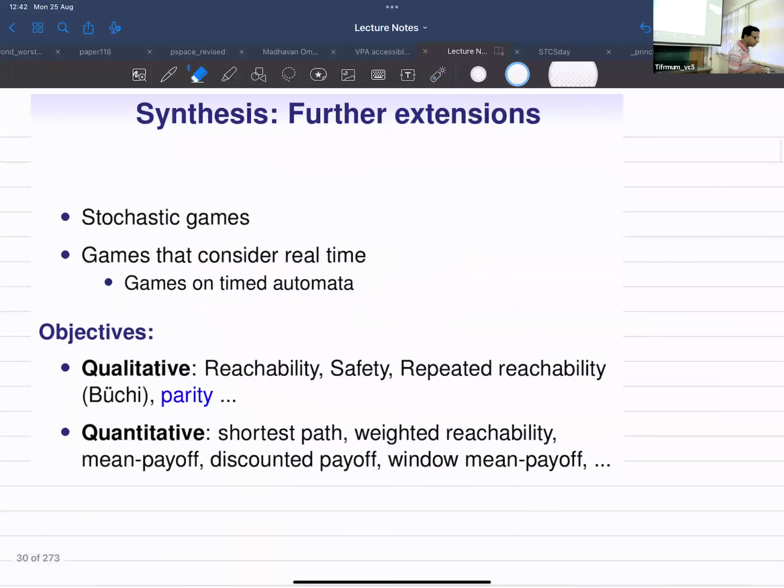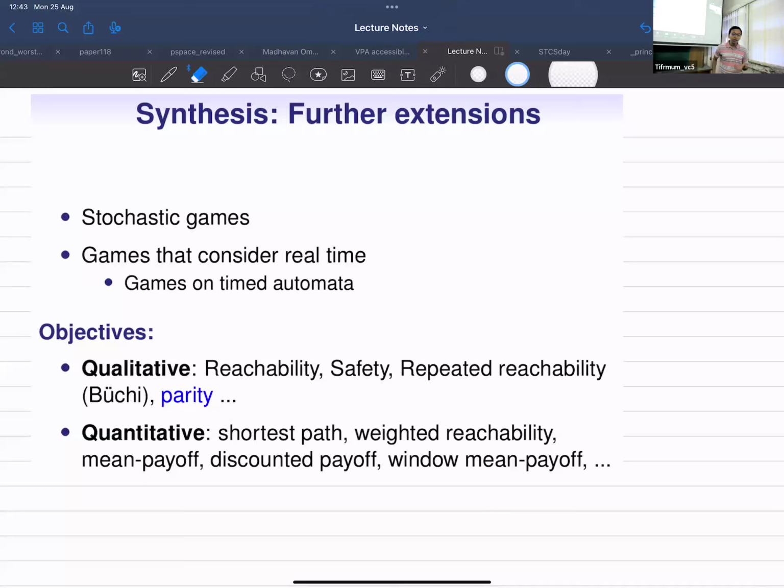Now, extensions. We talked about stochastic games, and there can be games which consider real time. For example, have you heard of timed automata? Did you do a course on timed automata sometime? Yeah, right. So there can be games on timed automata also. You have real time, and you can have games on timed automata.